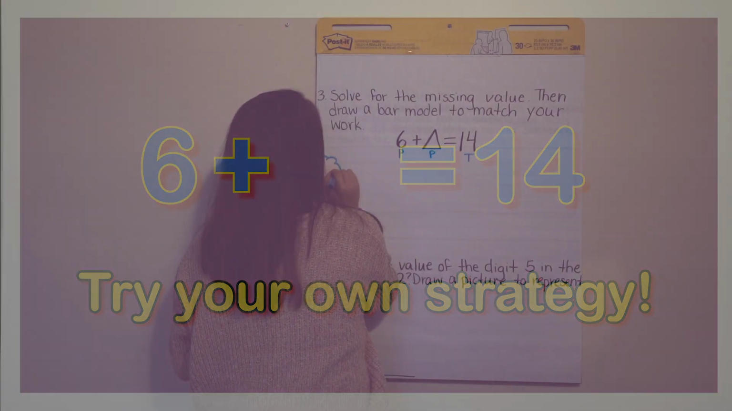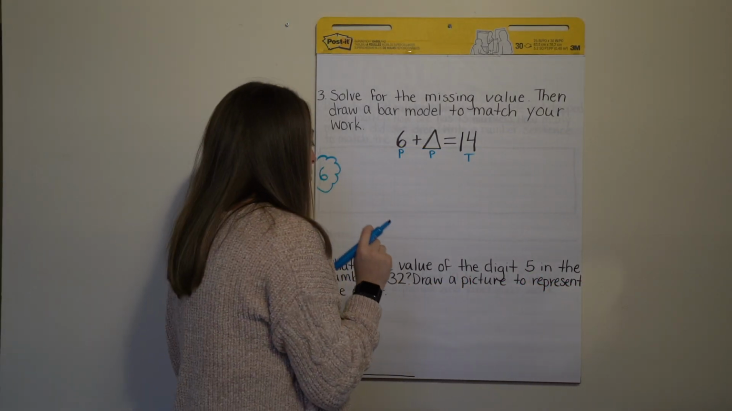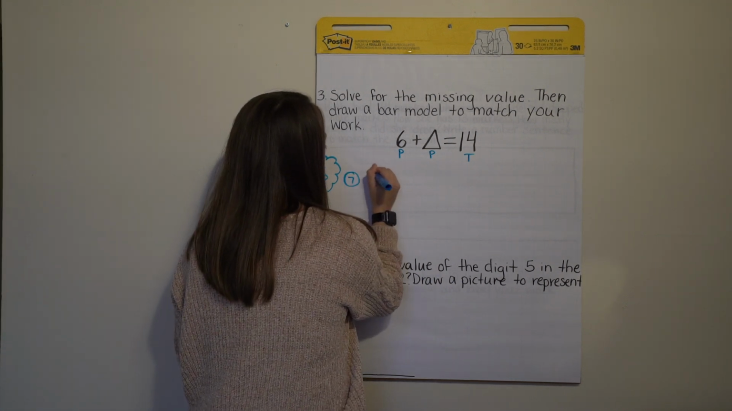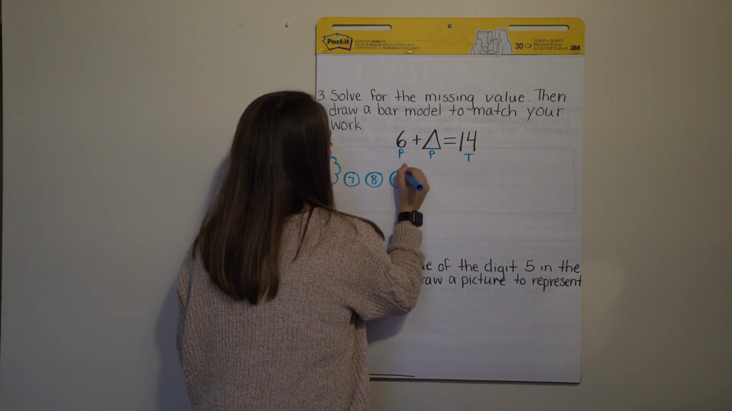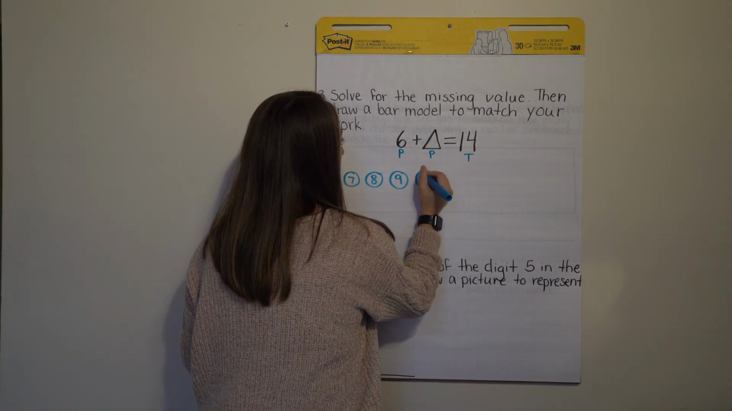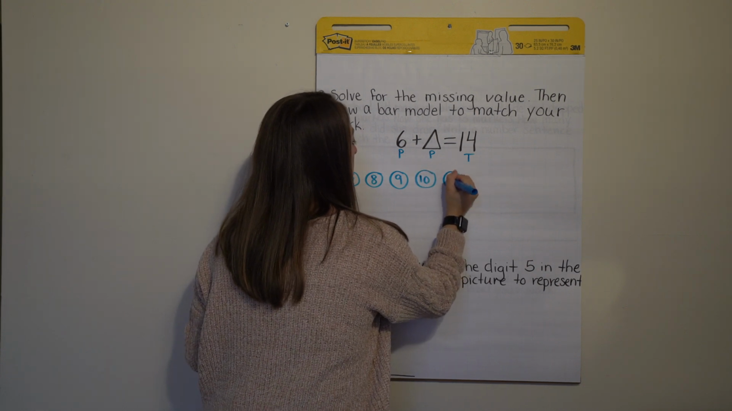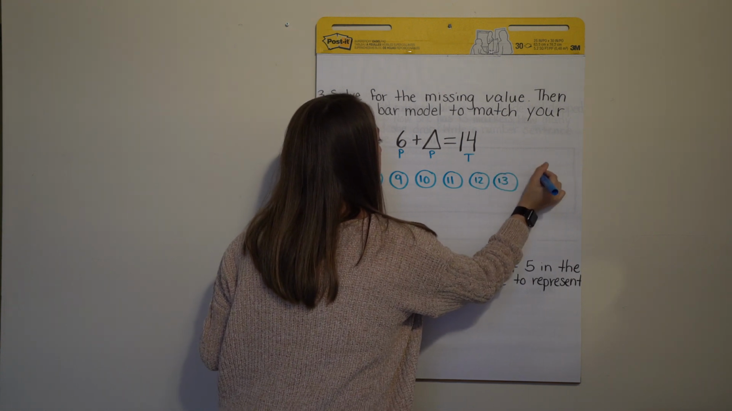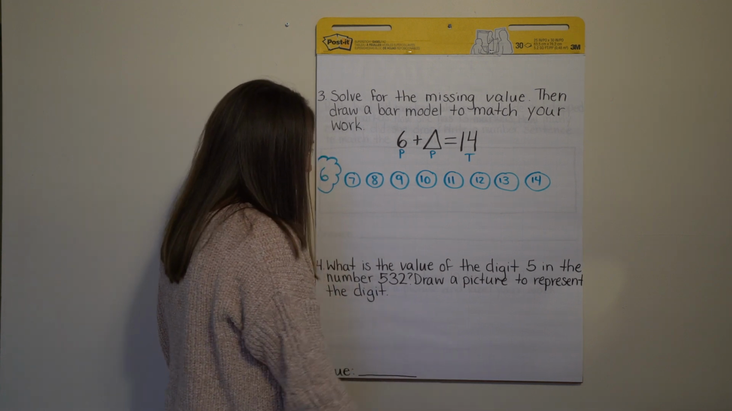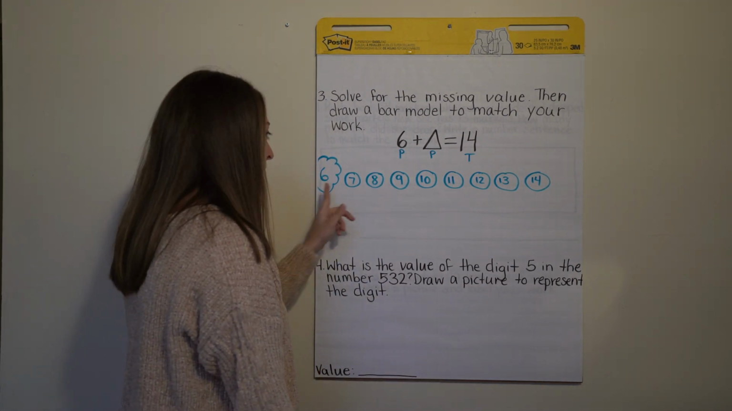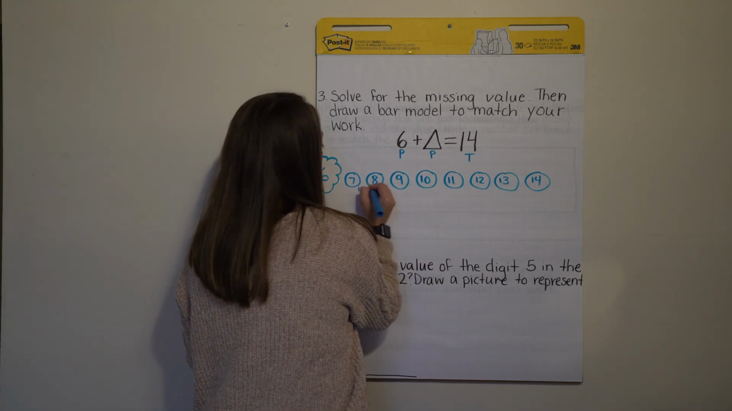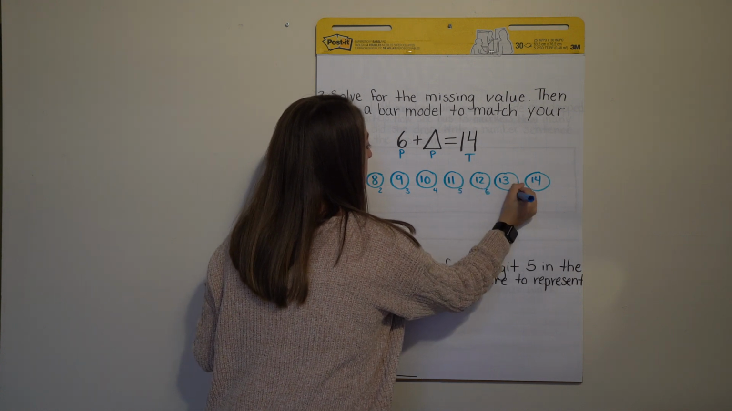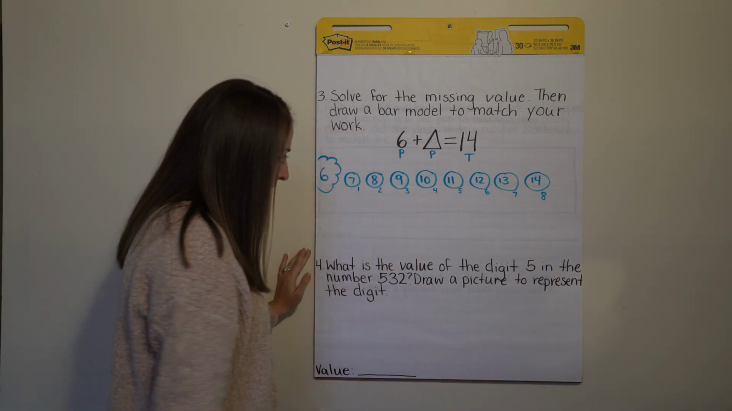Okay, I'm going to put 6 in my brain. I'm actually going to add and stop when I get to my total. 7, 8, 9, 10, 11, 12, 13, 14. Now I'm going to see what my missing part is by counting the circles that I made. 1, 2, 3, 4, 5, 6, 7, 8. 8 was my missing part.